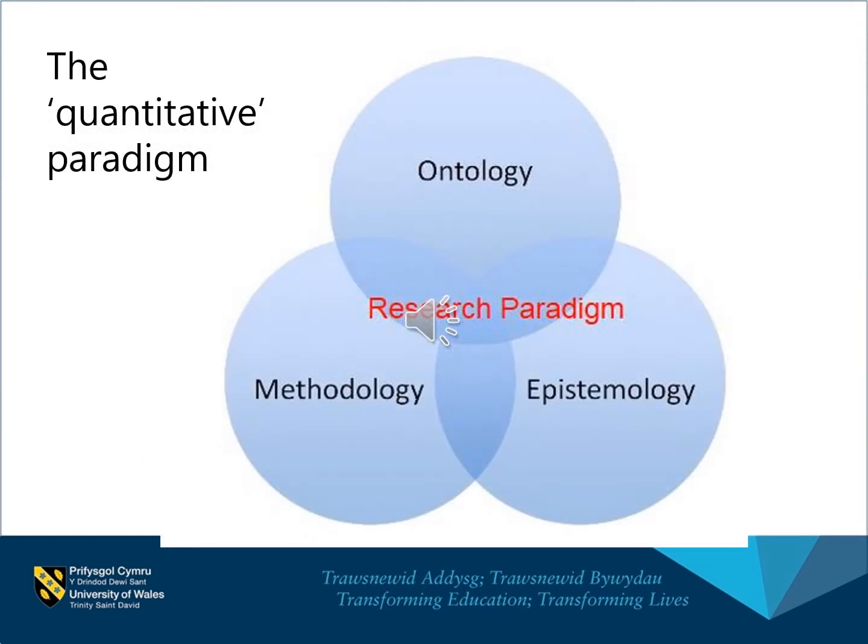Another reason to undertake quantitative research is because your research paradigm is quantitative in nature. This probably means that your ontology is objectivist in nature, your epistemology is positivist in nature, leading to a quantitative methodology.